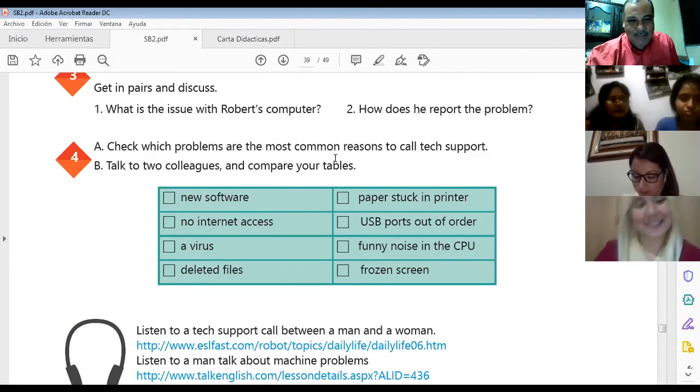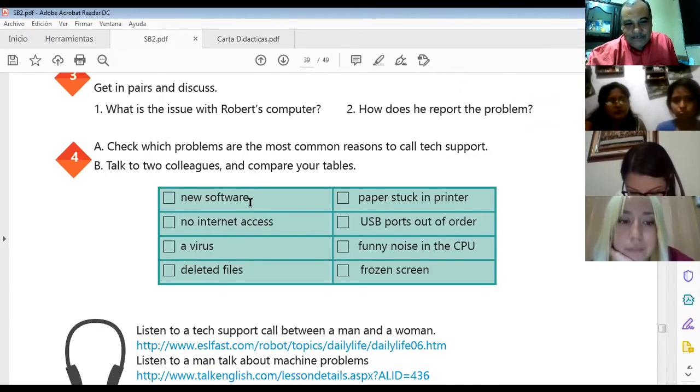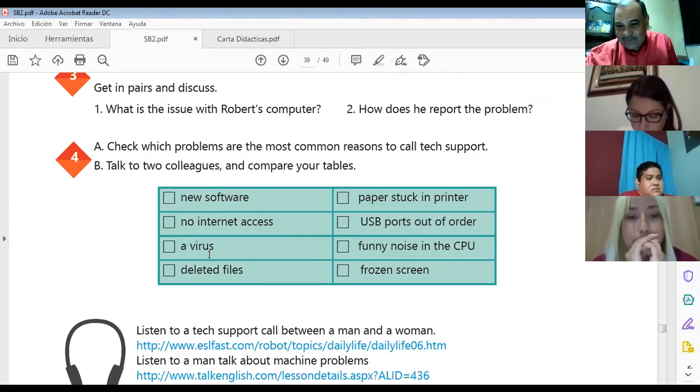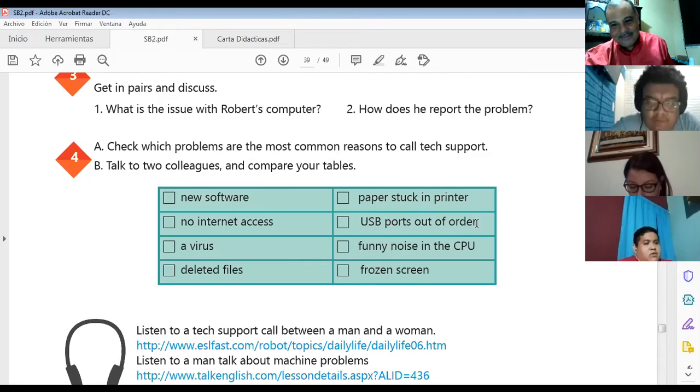Check which problems are the most common reasons to call tech support. Repeat after me. New software. No internet access. A virus. Deleted files. Paper stuck in printer. USB ports out of order. Funny noise in the CPU. Frozen screen.